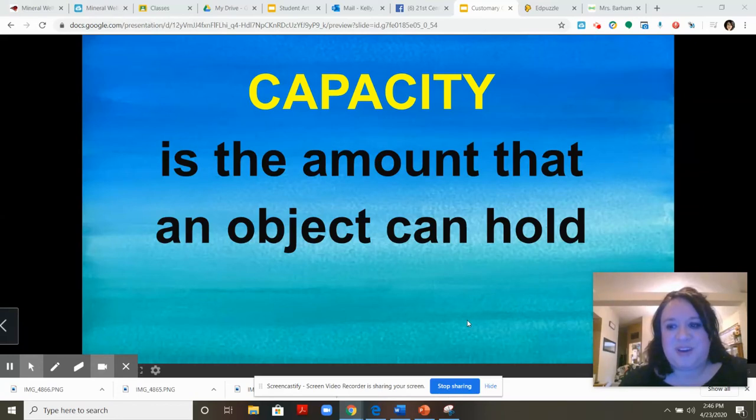Okay, boys and girls, we are back and we are learning more about customary measurement. Today we're going to be talking about customary capacity, and capacity is the amount that an object can hold. So you're not actually talking about the outside of it or how big it is, but how much it actually contains inside.